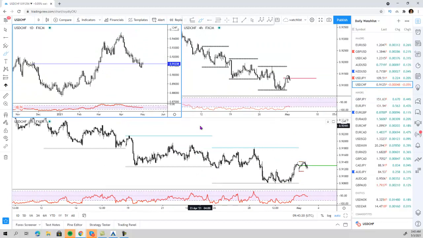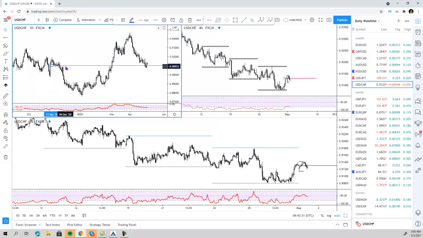Now, the US dollar versus the Swiss franc to end today's daily watch list. It's retesting these levels, right? This market is very bearish, so I'm not going to be trading it at all.